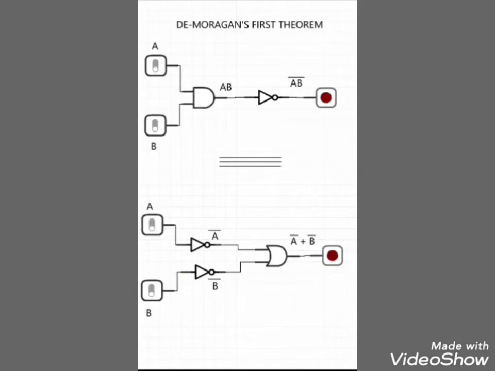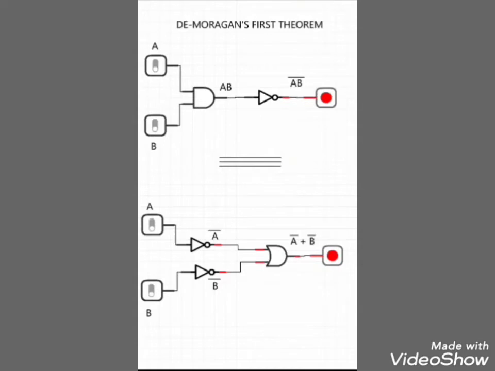Now we will see the actual proof of De Morgan's theorem. When both inputs A and B are low, the output is high, that is 1. In the second diagram also, when both inputs are low, our output is high. That is, (AB) bar is equal to A bar plus B bar. We satisfy the first condition here.